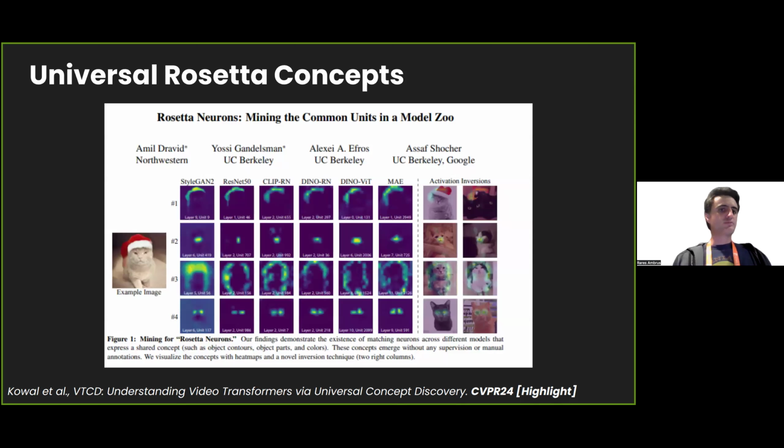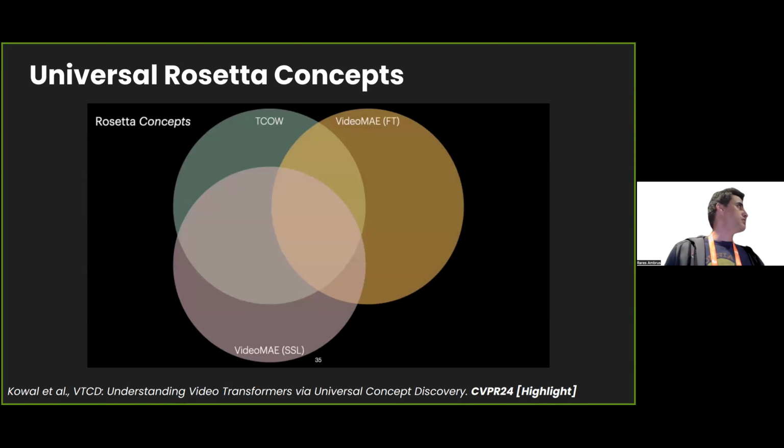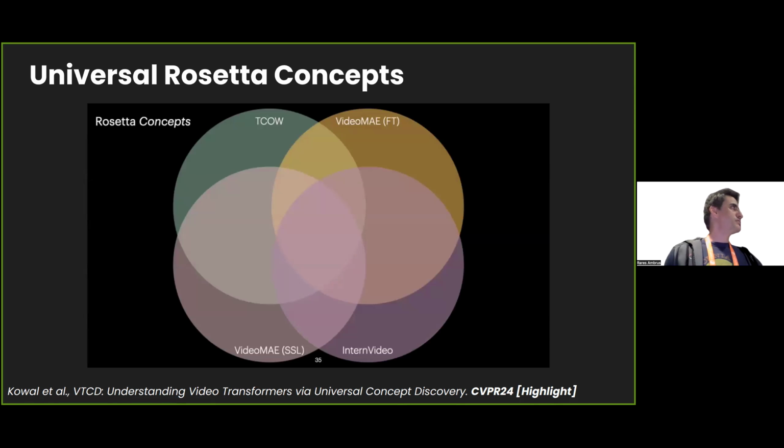We basically took inspiration from this Rosetta Neurons paper, which was recently published, and we tried to discover these Rosetta concepts. So I'm going to give you a very quick overview of how this works. We basically looked at 4 different models: TCAO, which we talked about, VideoMAE, self-supervised VideoMAE, and InternVideo, which is video-language.